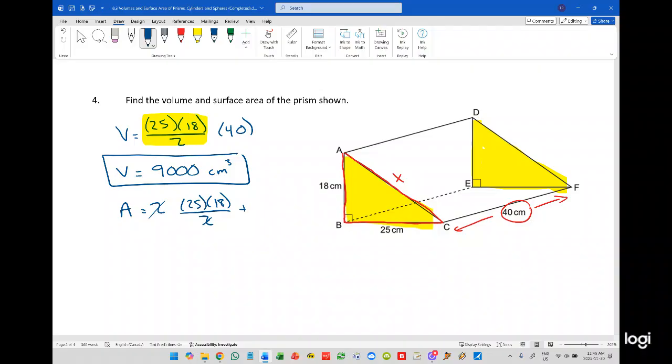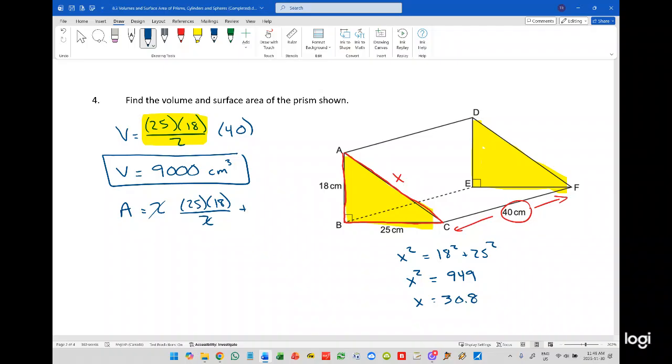And luckily, we can go back to a previous unit and figure out how to solve for X. In fact, we can go back to grade 9 if we want, because it's just Pythagorean theorem. So over here, I'm just going to write down X squared equals 18 squared plus 25 squared. 18 squared plus 25 squared gives us 949. And then take the square root of that, and we get 30.8. So there we found the length of X.